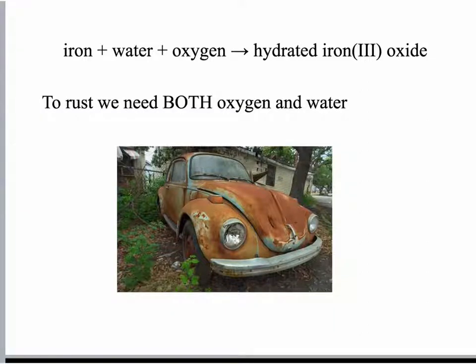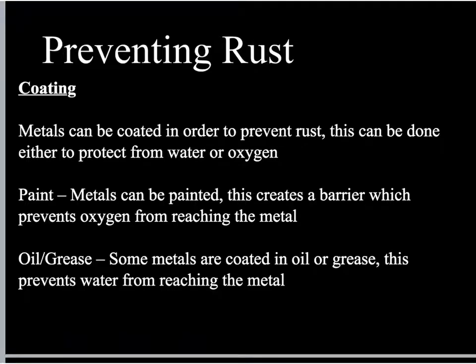In order for rusting to occur, we need both oxygen and water. And we have iron and water and oxygen gives us hydrated iron 3 oxide. It is iron 3, the 3+ ion, that undergoes the oxidation. In order to prevent rust, we can do a few different things.